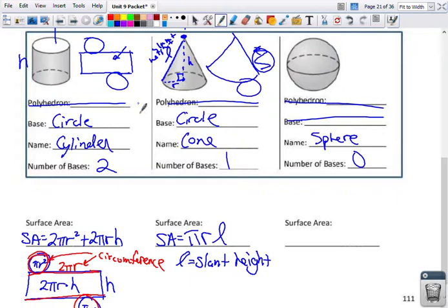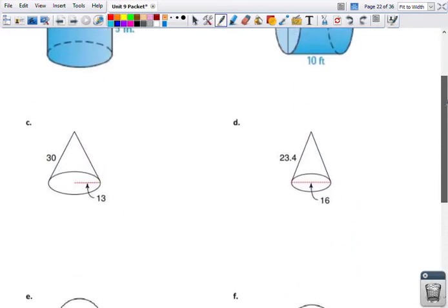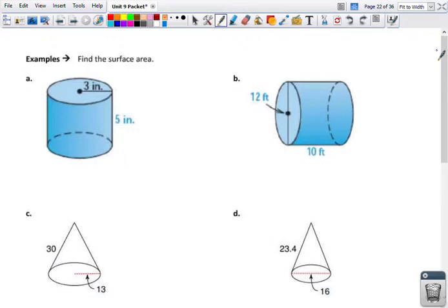All right, and a sphere, last but not least, surface area is going to be 4 pi r squared. Okay, get those down, and then I'm going to work the left side of these problems. I'm going to work A, C, and E, and then you're going to do B, D, and F as your assignment or your practice problems.